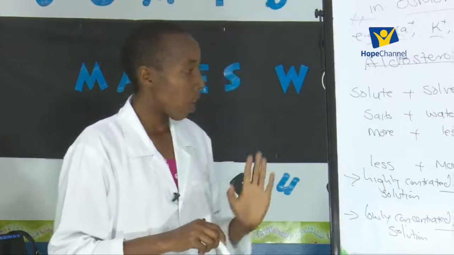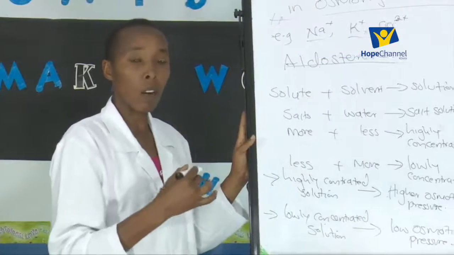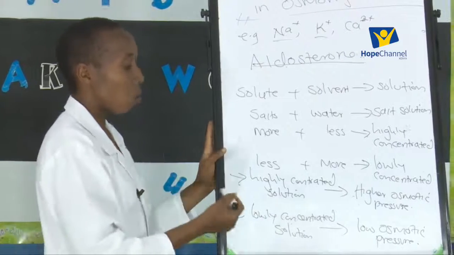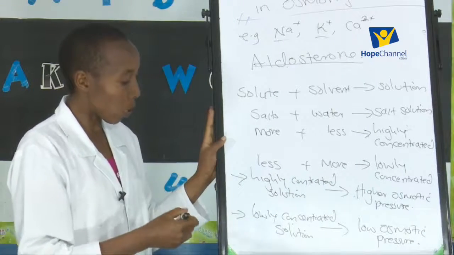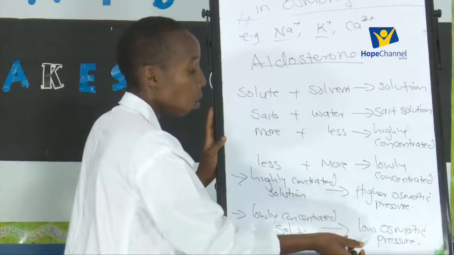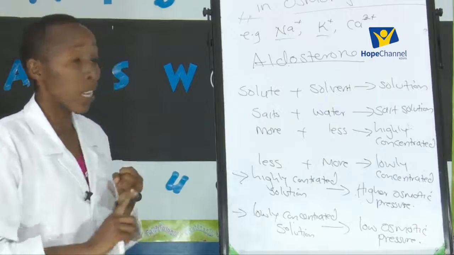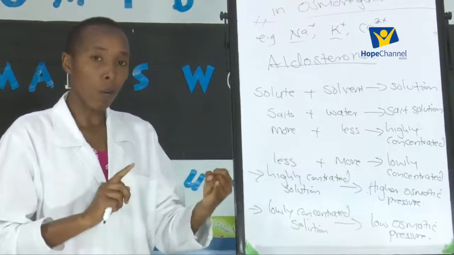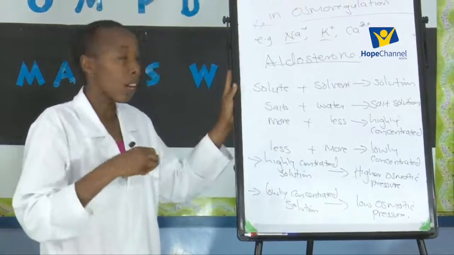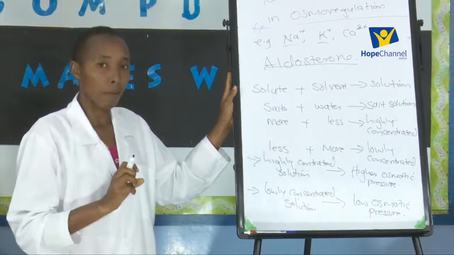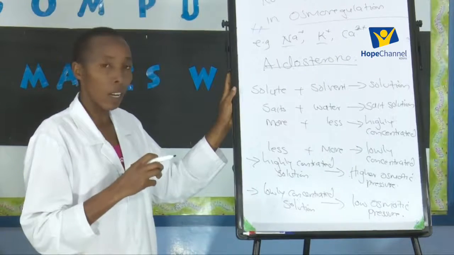Before we went for a short break, I was trying to explain the concept of a higher osmotic pressure and a lower osmotic pressure. When a solution is highly concentrated, we have a higher osmotic pressure. When the solution is lowly concentrated, you have a low osmotic pressure. For the kidney to function in regulating the osmotic pressure, there are two hormones playing a role. The first one is antidiuretic hormone, and the second one is aldosterone. Antidiuretic hormone regulates the amount of water in the body fluids. Aldosterone regulates the amount of salts, the amount of ions, in the body fluids.